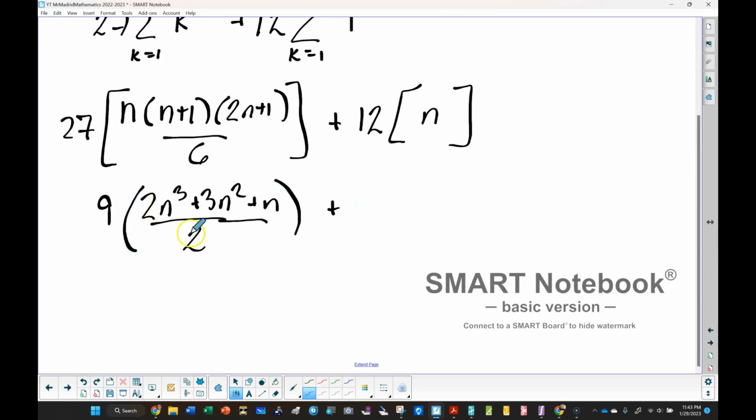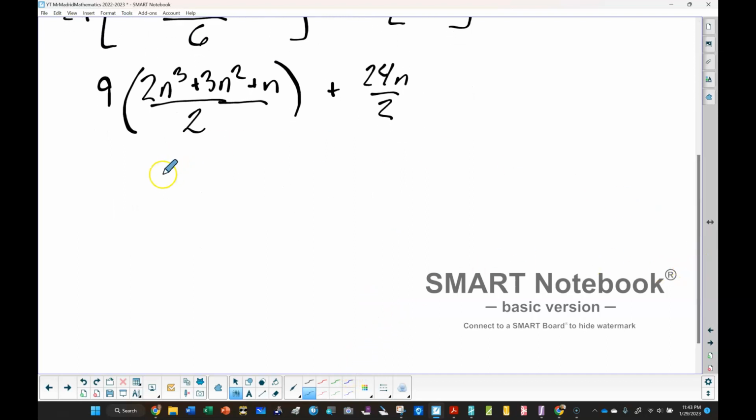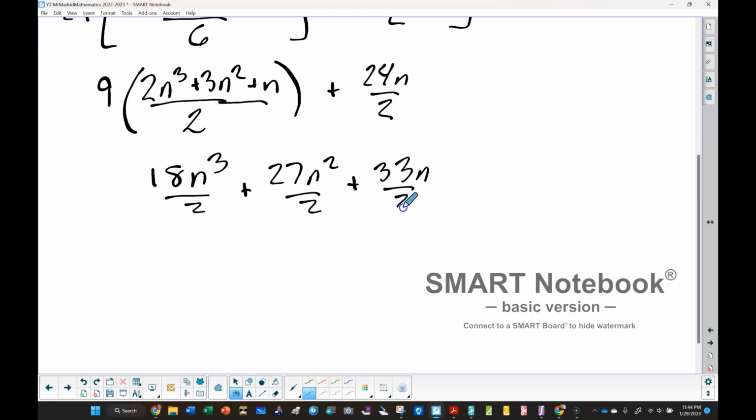Plus 12n. And since I see a future where we have to combine, let's just go ahead and set this guy up, 24n over 2. And lastly, let's go ahead and get this bad boy done. We're going to have 18n cubed squared plus 27n squared over 2 plus 9n halves, and 24 is 33n halves. This we can simplify further.